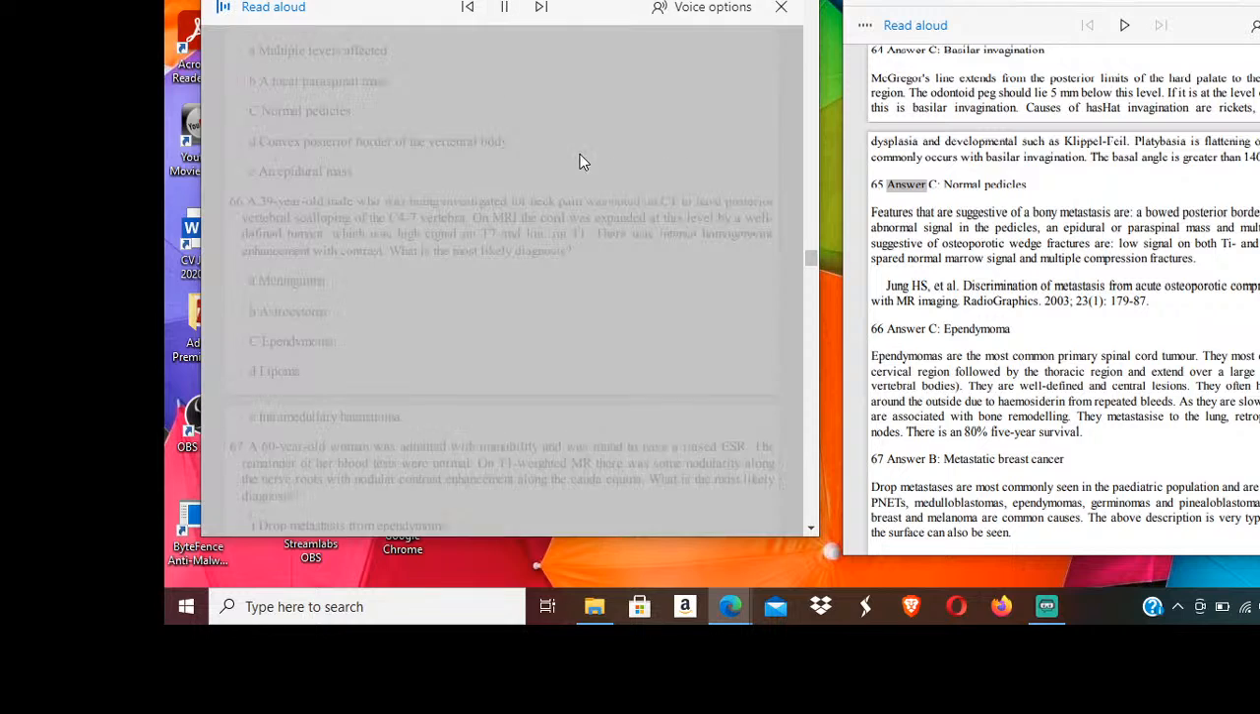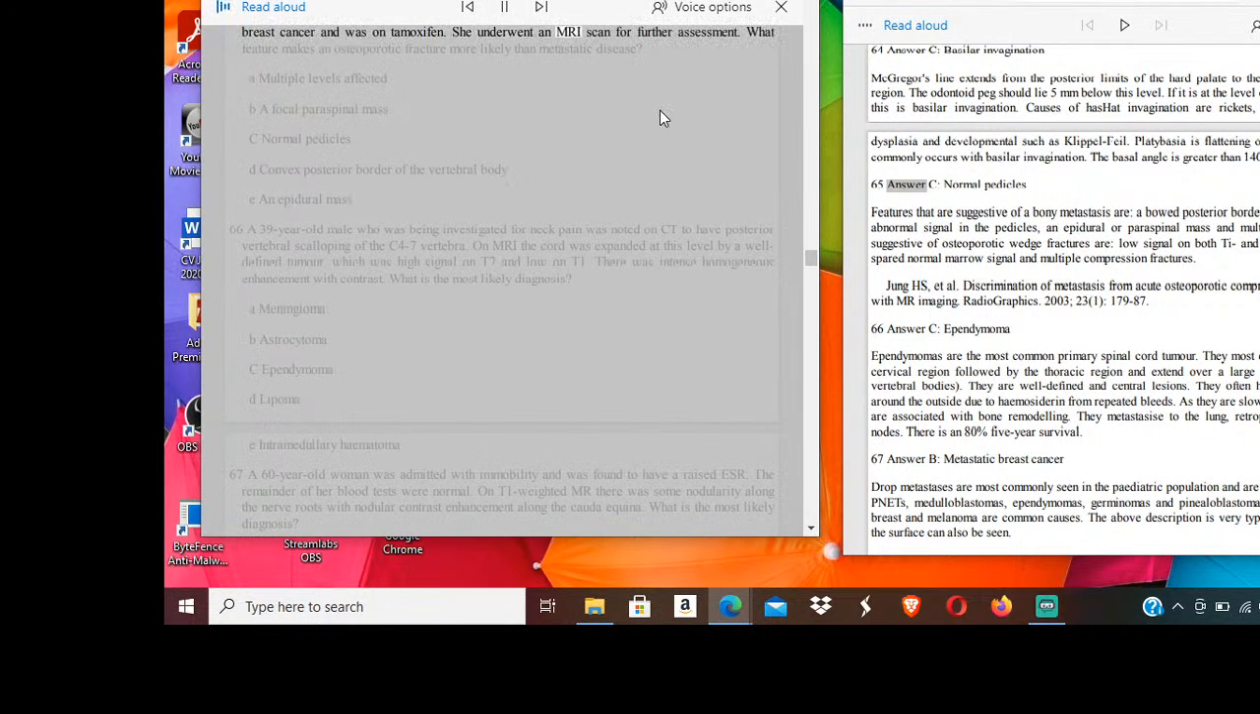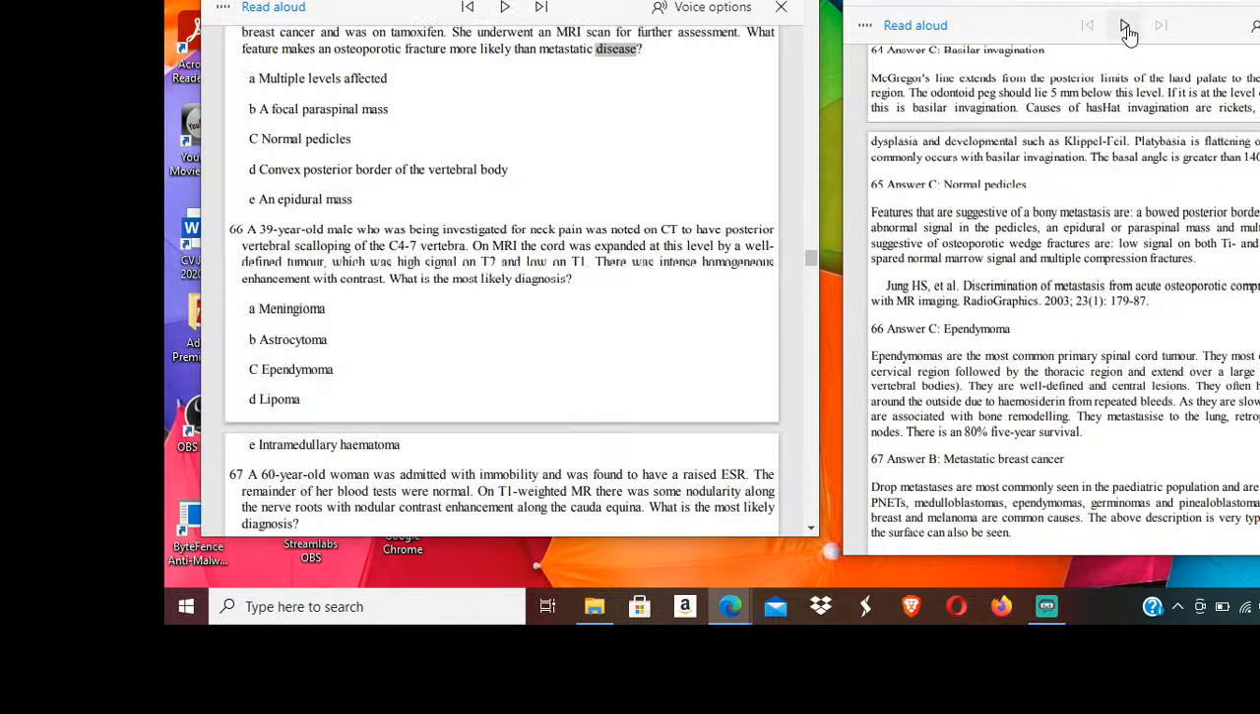65. A woman with breast cancer was on tamoxifen. She underwent an MRI scan for further assessment. What feature makes an osteoporotic fracture more likely than metastatic disease?